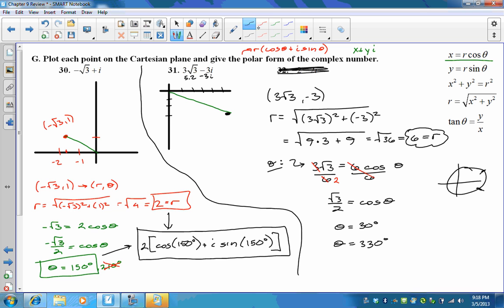We'll toss 30. And then the polar form is going to be r, which is 6, times the cosine of my angle, plus i times the sine of the angle. There we go.